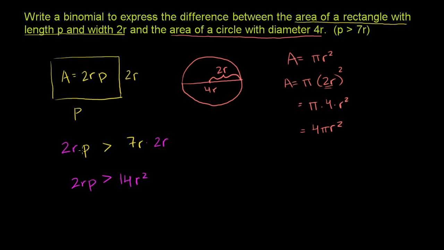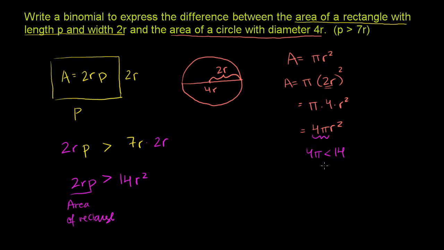Now, why is this interesting? Actually, why did I even multiply this by 2r? Well, that's so that this becomes the same as the area of the rectangle. So this is the area of the rectangle. And what's 14r squared? Well, 4 times pi is going to get us something less than 14. So this is 4 pi. 4 pi is less than 14.